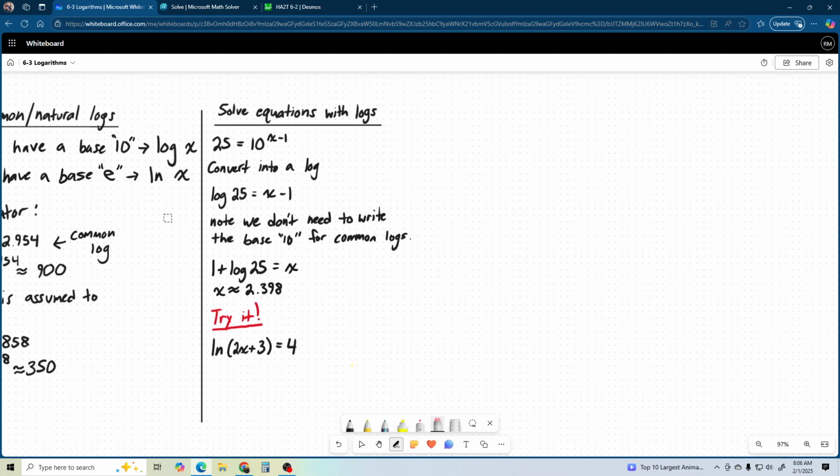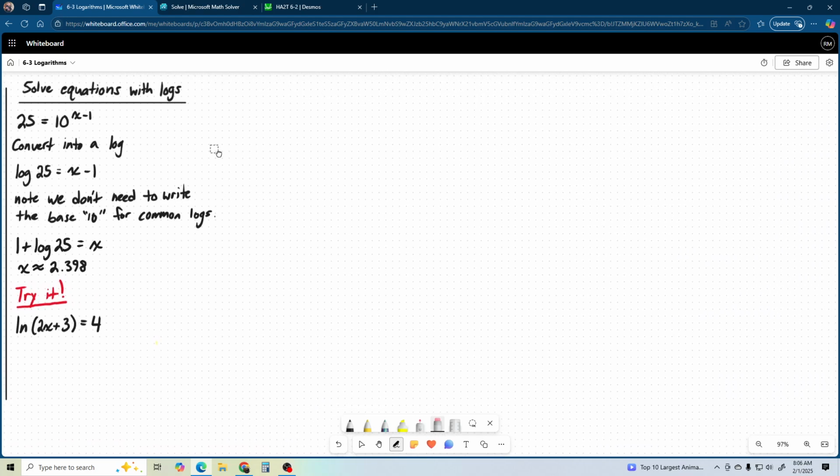But all right, let's go and solve problems with logs. So now we're going to solve things with equations, and you're going to get to see how logs can actually help us in the real world, right? Okay, so let's try to solve 25 equals 10 to the x minus 1. All right, let's do it.